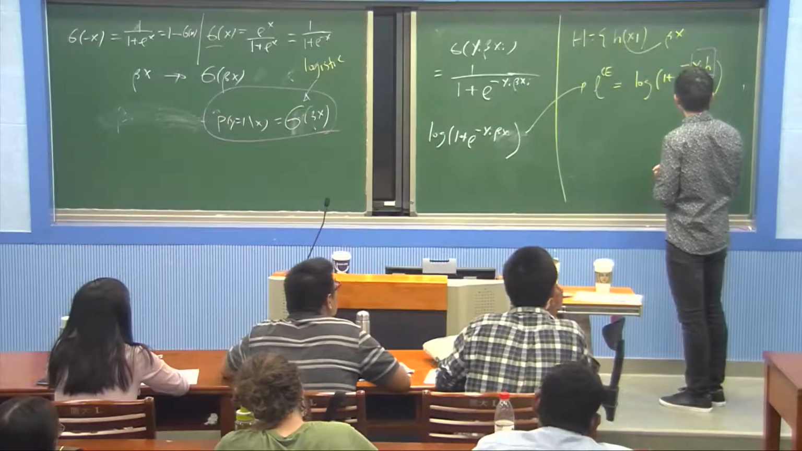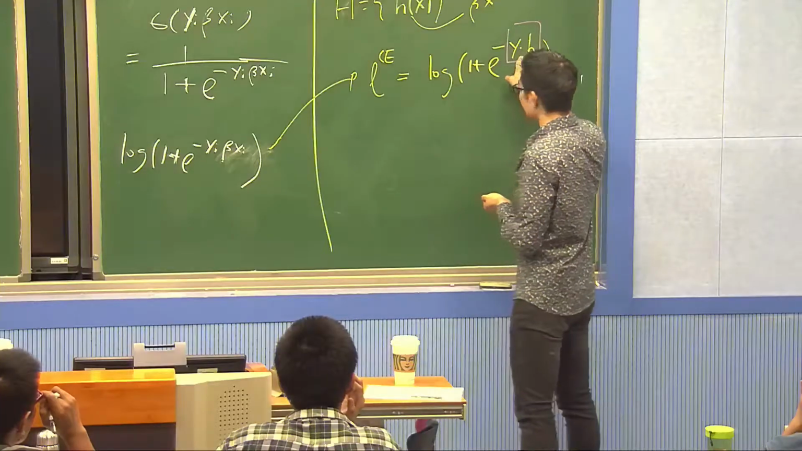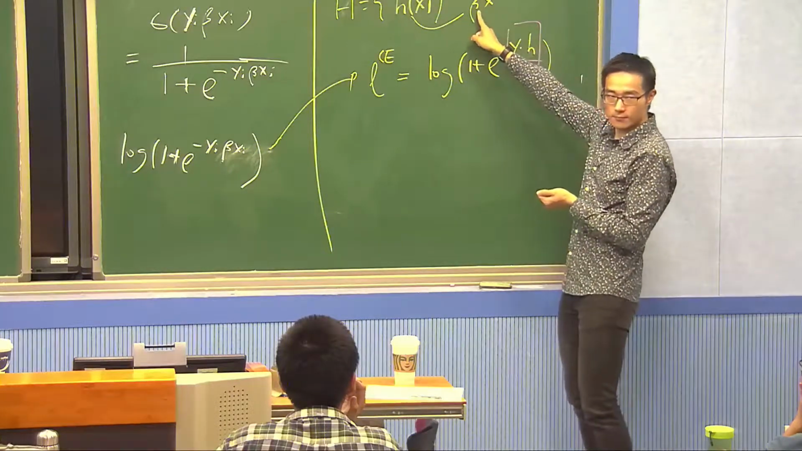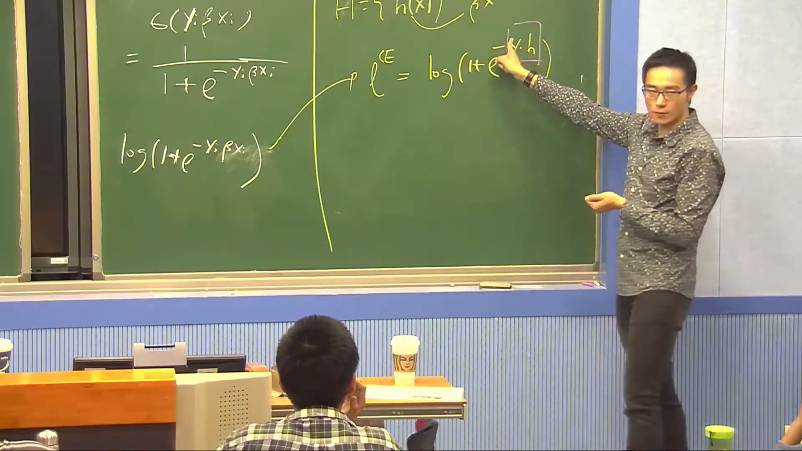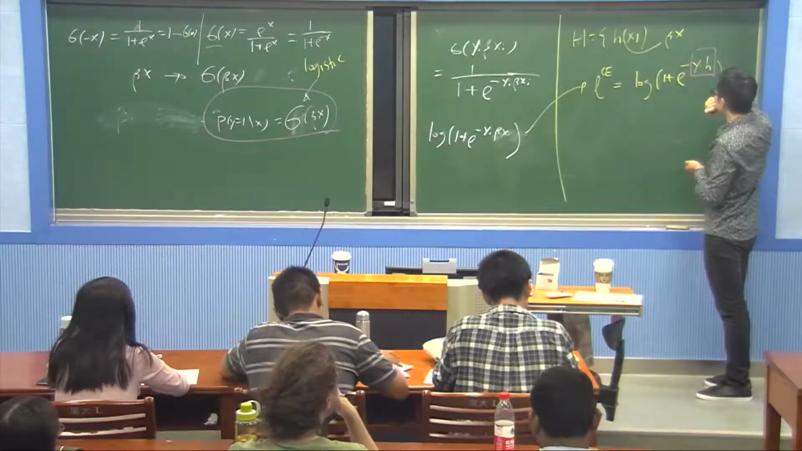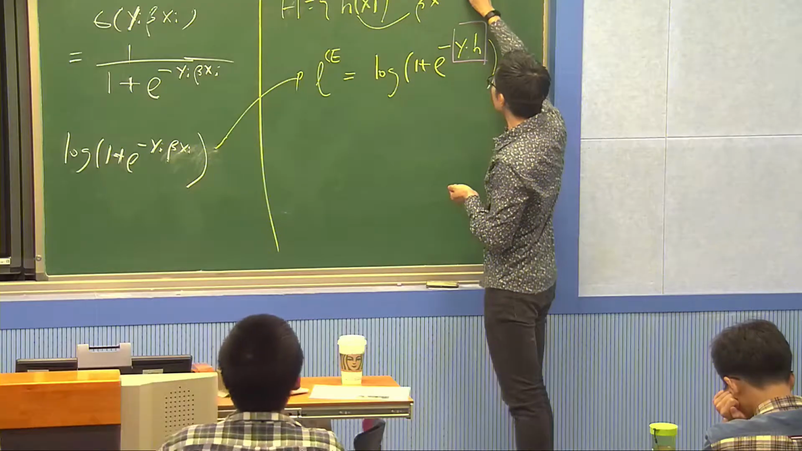Okay, so what happens to this y times h? This h is beta x. This y is plus 1 or minus 1. So if we do this, what is our y hat?